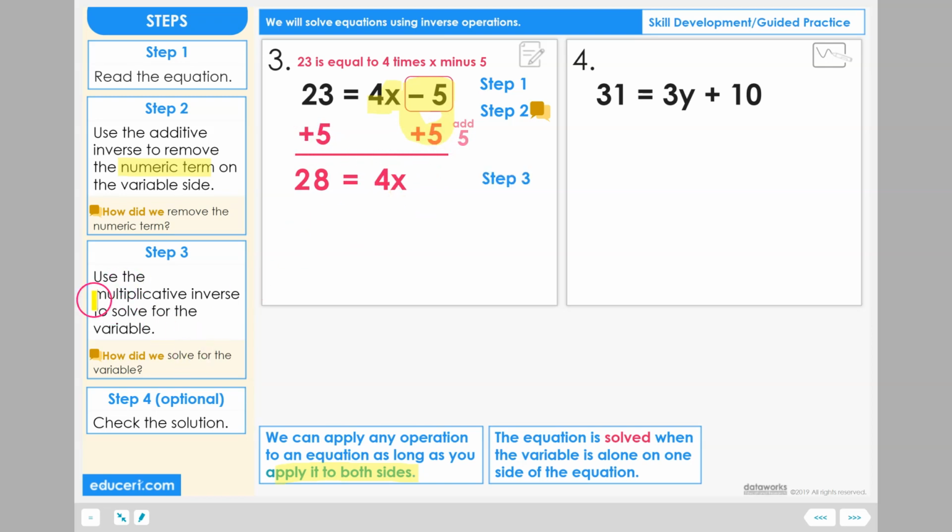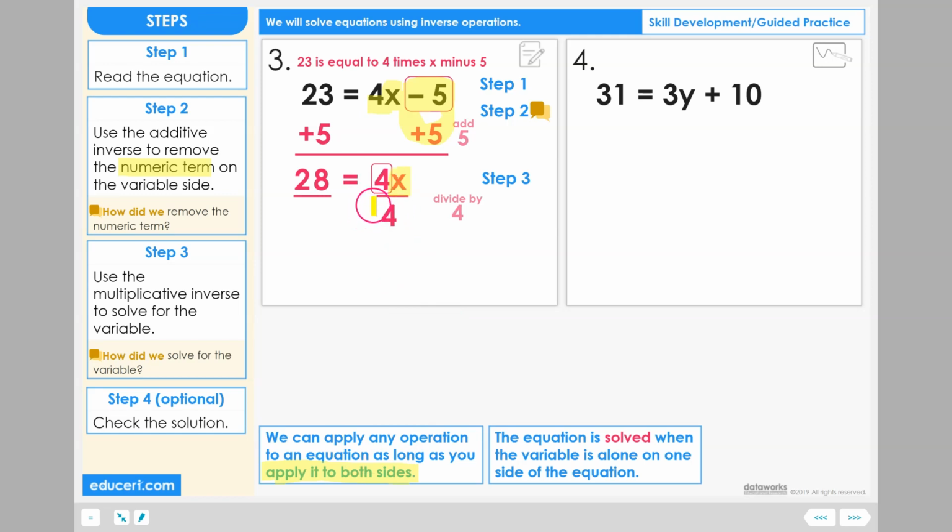Step 3. Use the multiplicative inverse to solve for the variable. The variable x is still not all alone. It now has 4 as a coefficient multiplying times the variable x. To turn the 4 into a 1, we need to use the multiplicative inverse, which is to divide by 4. And we divide by 4 on both sides to keep the equation balanced.